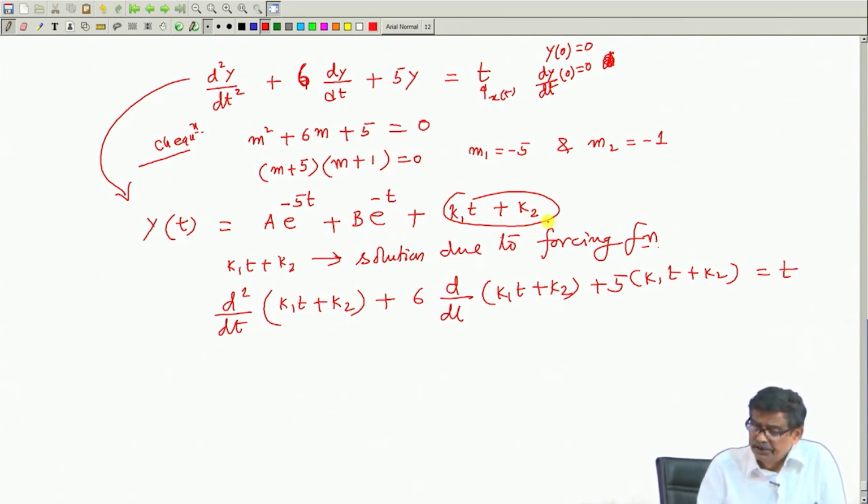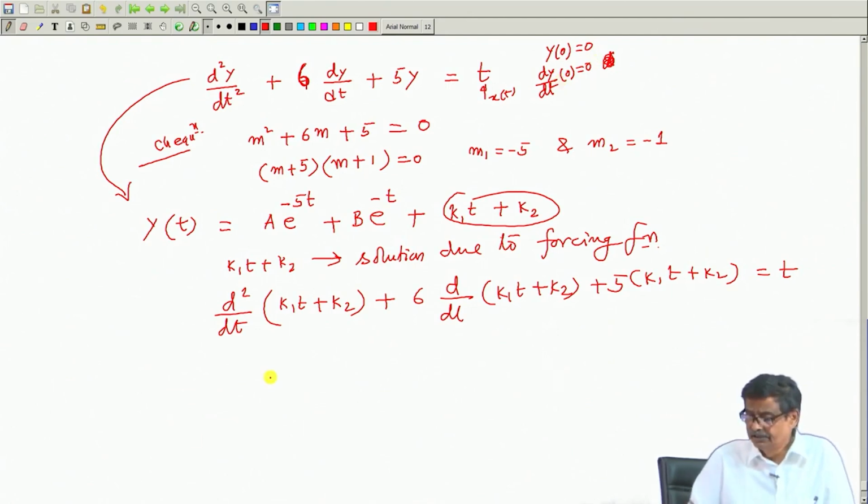So, you differentiate, there is no t square. The coefficient of t from this side and that side will be equal, and for the constant, there is no constant on the right hand side, but if there is a constant, you should equate that too, get k1 and k2, then put it here, then put the boundary conditions.